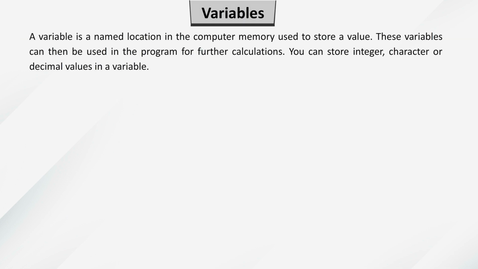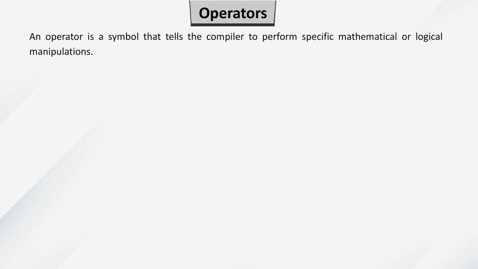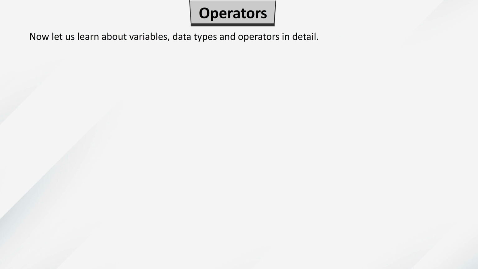Variables. A variable is a named location in the computer memory used to store a value. These variables can then be used in the program for further calculations. You can store integer, character, or decimal values in a variable. Operators. An operator is a symbol that tells the compiler to perform specific mathematical or logical manipulations. Now, let us learn about variables, data types, and operators in detail.